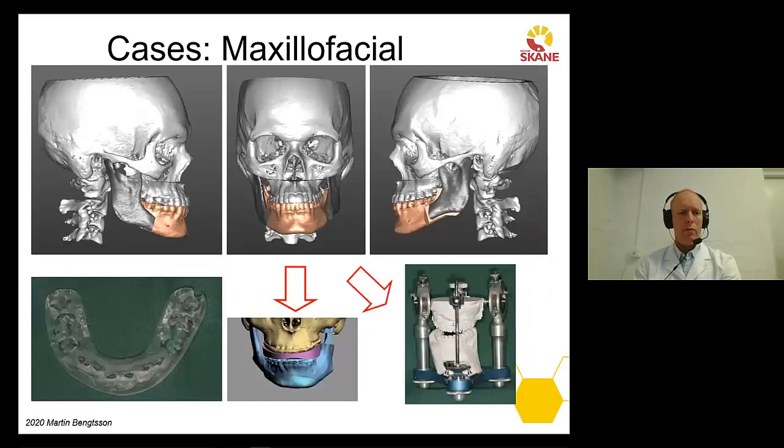So here in the upper row, you can see the planning on the 3D models from the CT scan. And in the lower row, you can see at the left the surgical index. You can see in the middle the design of the surgical index digitally in the computer. And on the right, you can see how it was done previously when we did it manually without computer aiding.